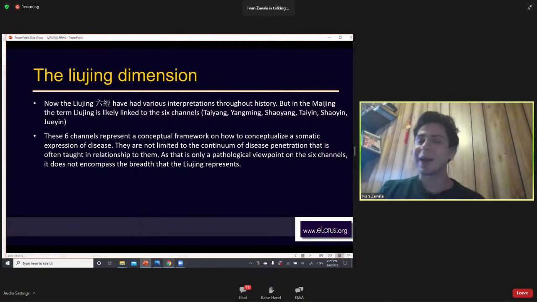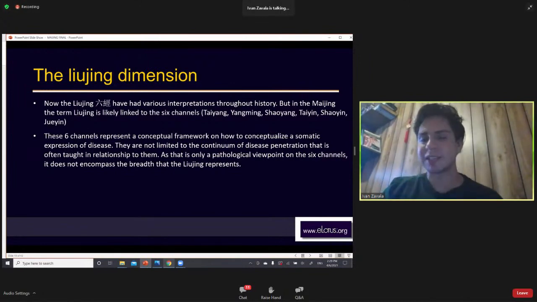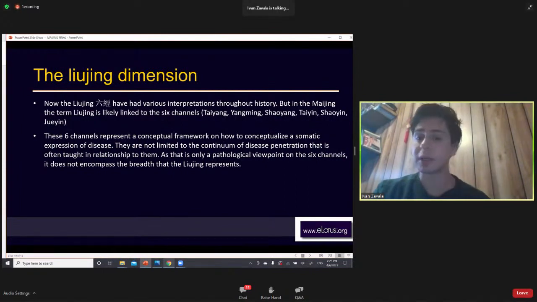The common denominator, the common image of physiology we get of the 6 channels in school, right? It's kind of a limited way, actually, to look at the Liujing, because it is only a pathological viewpoint of the 6 channels. It does not encompass the full breadth that the Liujing represent. And the pulse is a way to access the breadth of the Liujing.